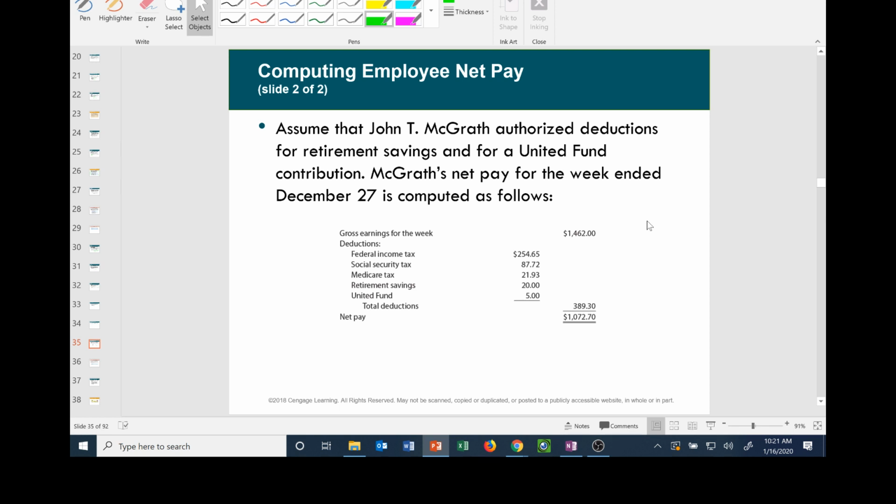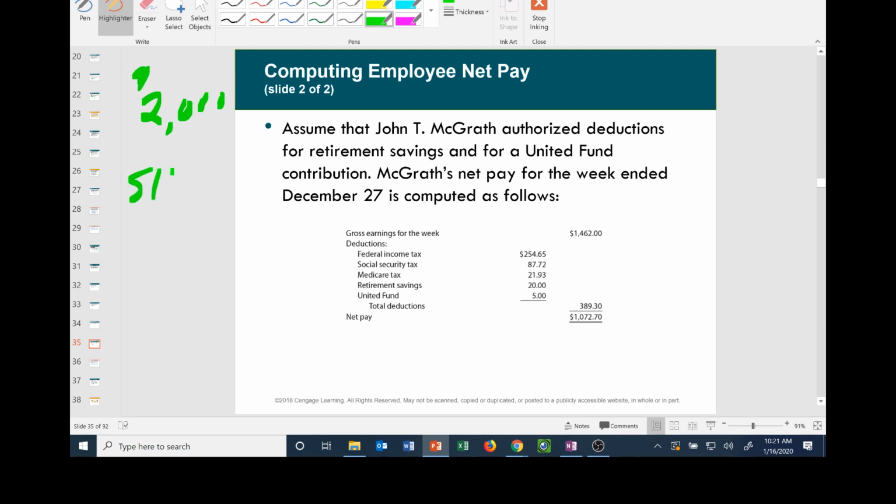All right, so let's calculate some net pay. Now I'm going to give you somebody who made $2,000 in a week, and the state income tax in West Virginia, we're going to say 6%. Not sales tax, state income tax.